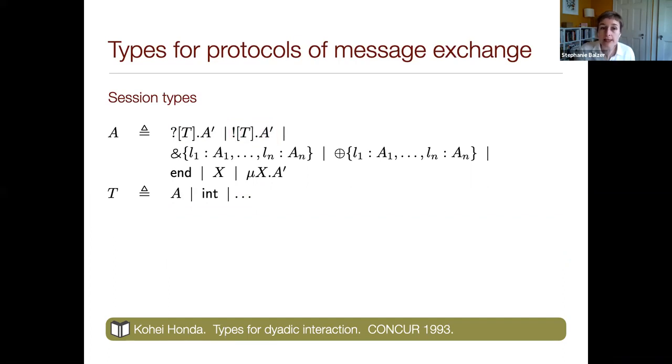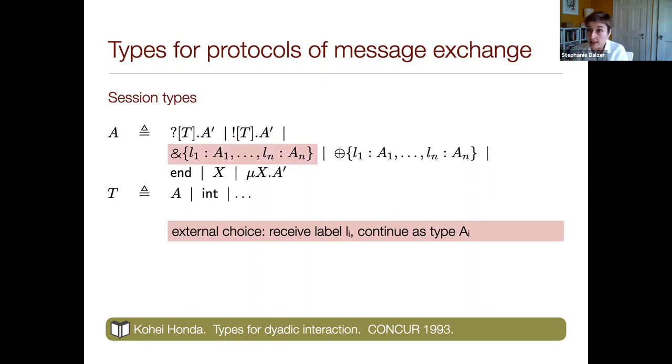So let's look at the next two constructs on the next line. Again, they're dual with each other, like the question mark and bang. Let's first look at this ampersand with braces. This denotes a so-called external choice. Those two constructs on this line, the ampersand and the plus, are the sources of branching in our programming language, like an if statement in an imperative language, or like case when you have a language with sums.